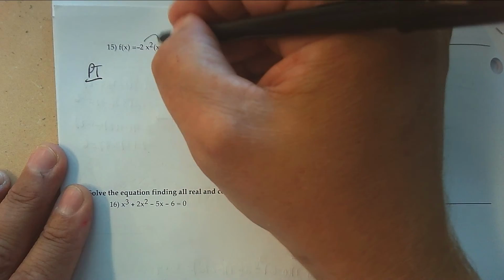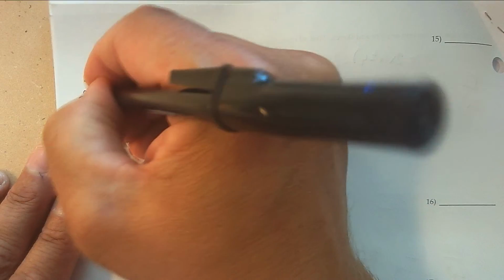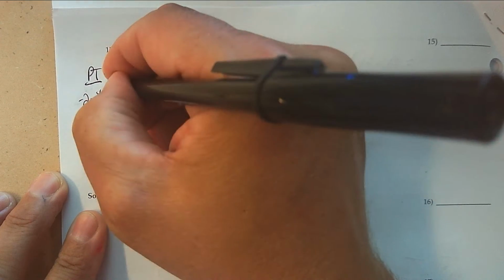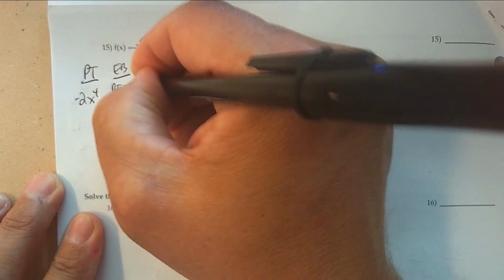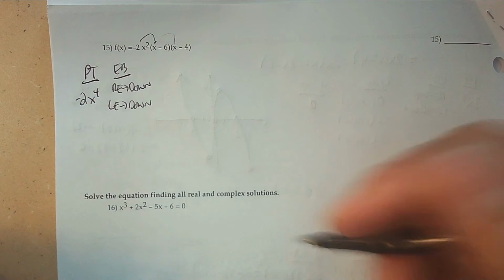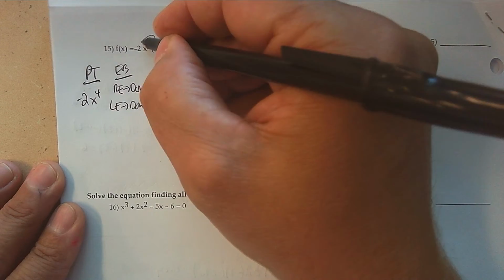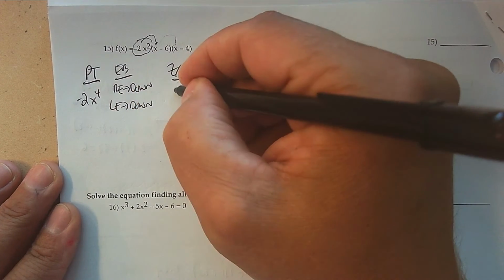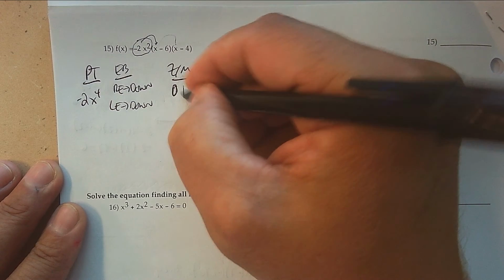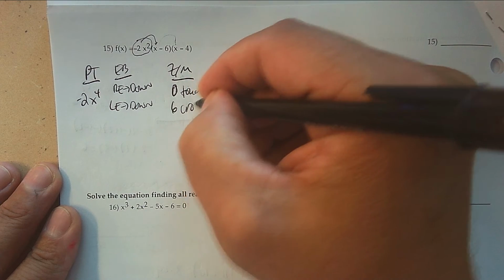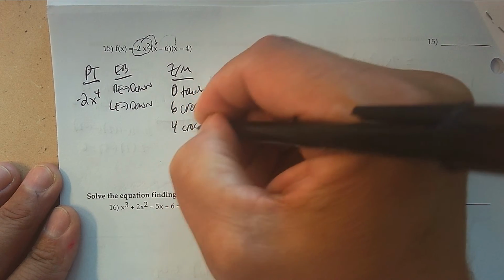All right, my turn. So power term, -2x squared times x is -2x to the 4th. You have to add the exponents. That means the end behavior, the right end is going down because it's negative. The left end is also going down because an even exponent means both ends go in the same direction. Zeros and multiplicity. So -2x squared gives you the 0, which has an even exponent. x minus 6 gives you +6, it's going to cross. And +4, it's going to cross.